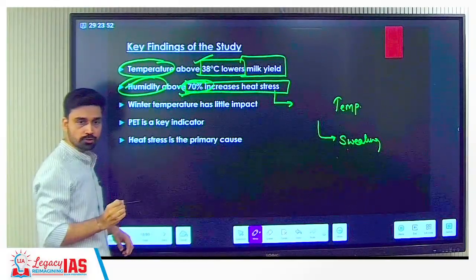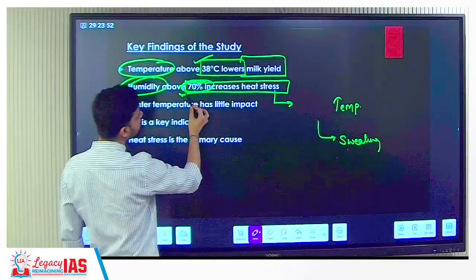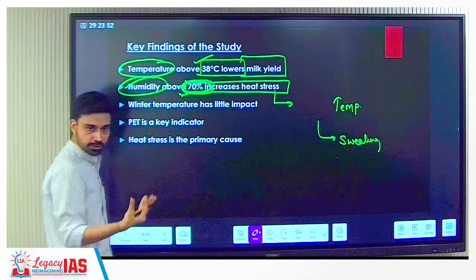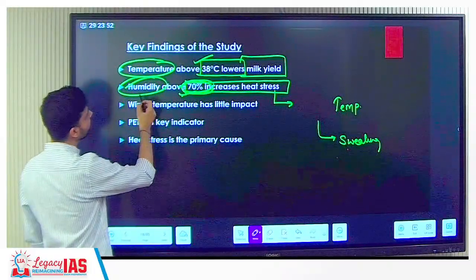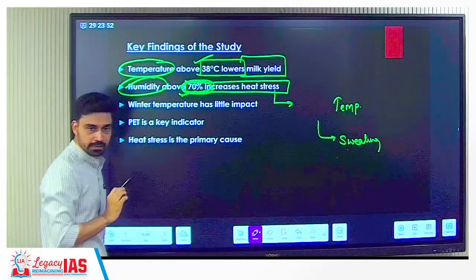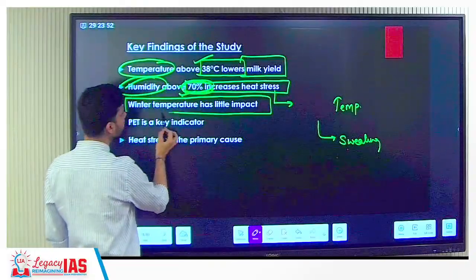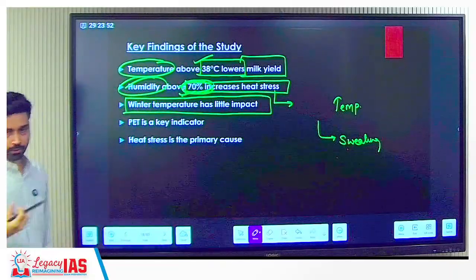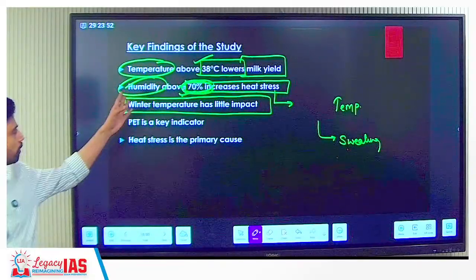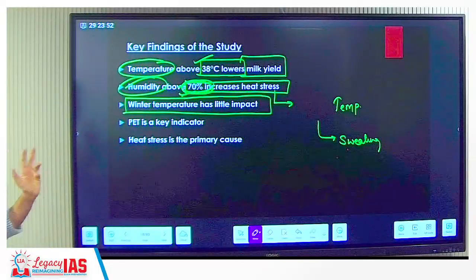With the cattle also. So when they face high humidity conditions, again they experience heat stress, and because of this, what happens? The milk yield is impacted. And third, they are writing that winter temperature has little impact, because in winter the temperature is anyway less than what? 38 degrees Celsius. So that's why no impact as such.